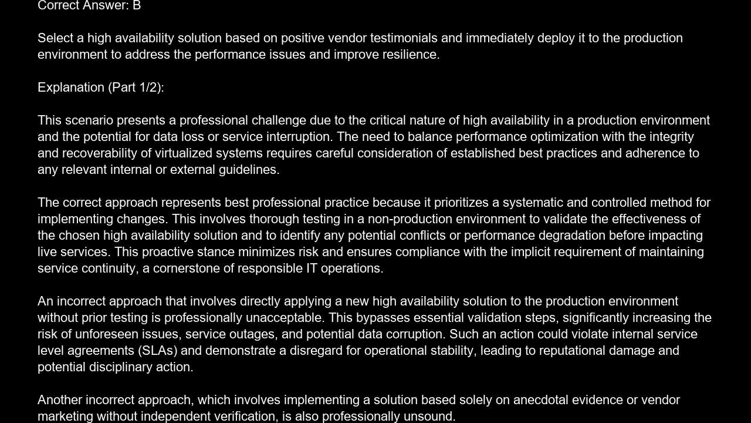IT operations. An incorrect approach that involves directly applying a new high-availability solution to the production environment without prior testing is professionally unacceptable. This bypasses essential validation steps, significantly increasing the risk of unforeseen issues, service outages, and potential data corruption. Such an action could violate internal service level agreements, SLAs, and demonstrate a disregard for operational stability, leading to reputational damage and potential disciplinary action.